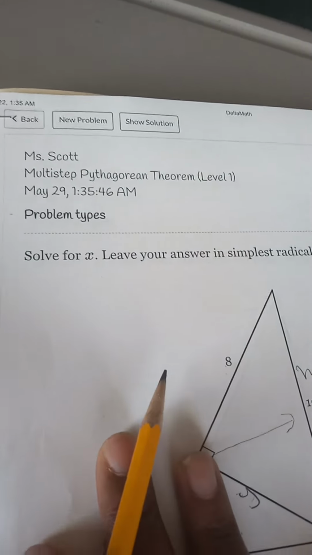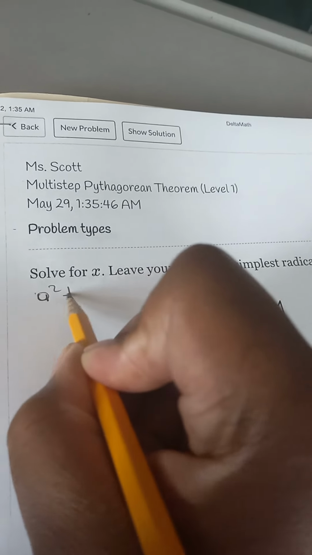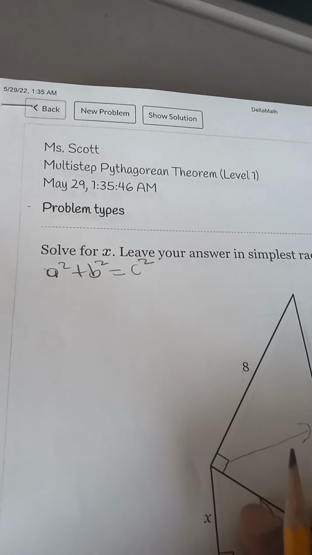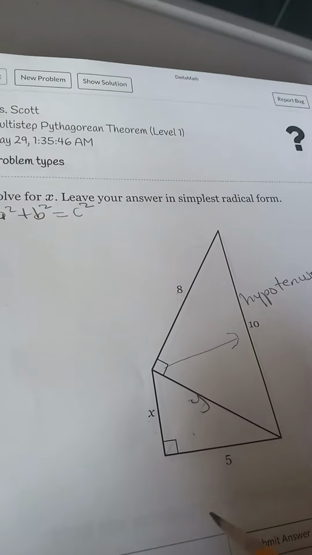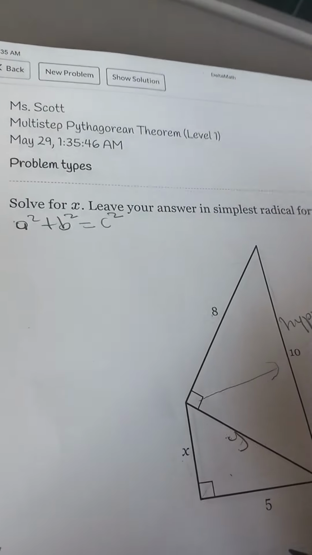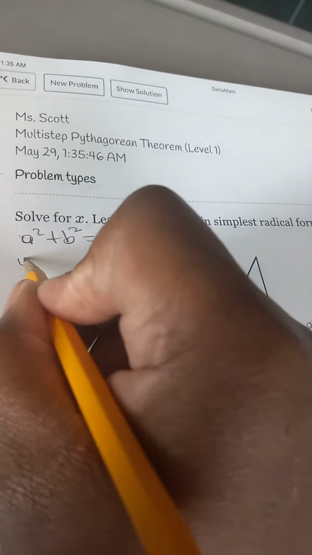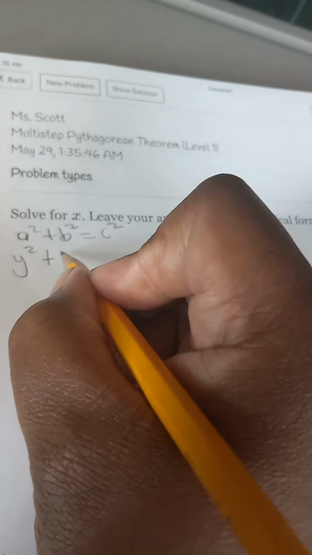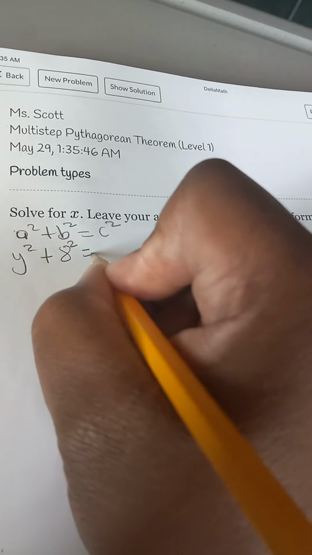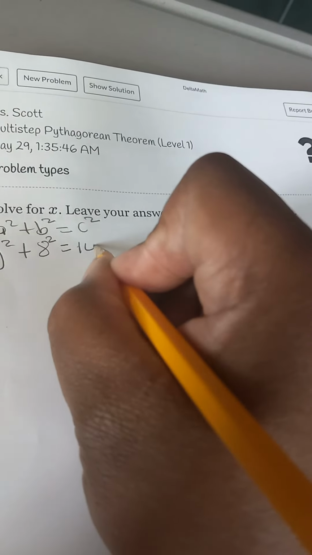So I am going to set this up. You know that the Pythagorean theorem says a squared plus b squared equals c squared. So I'm going to start out with my y. I'm going to call this y. My y squared plus, I'm going to call this my b, which is 8 squared. And that's going to be equal to my c squared, which is my 10 squared.